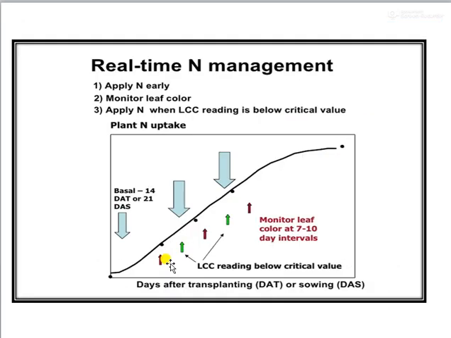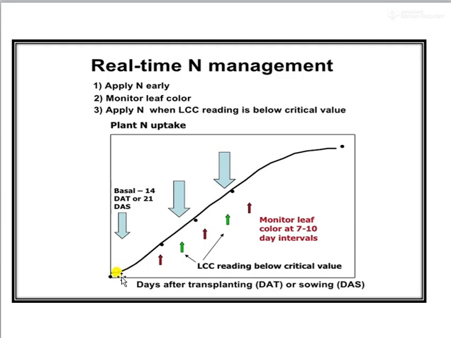Then you can see this graph on real time nitrogen management. The first approach is to apply nitrogen early, monitor leaf color, and apply nitrogen when the LCC reading is below critical values. You can see here the plant nitrogen uptake, with a basal application, against the days after transplanting, that is the days after sowing. You can see here the LCC readings below the critical limit. Monitor leaf color at 7 to 10 day intervals, starting 14 days after transplanting or 20 days after sowing.